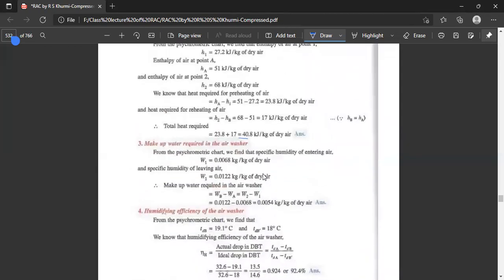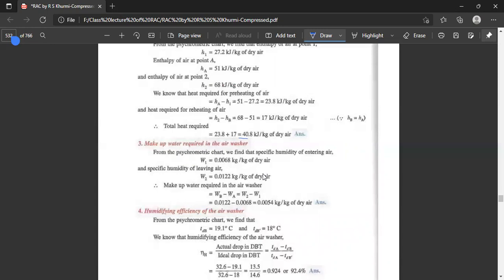For the makeup water required, from the psychrometric chart we got W1, the specific humidity of entering air, and W2, the specific humidity of leaving air. So the makeup water required is WB minus WA, which equals W2 minus W1. This is the difference between these two specific humidities, and it is 0.0054 kg per kg of dry air.